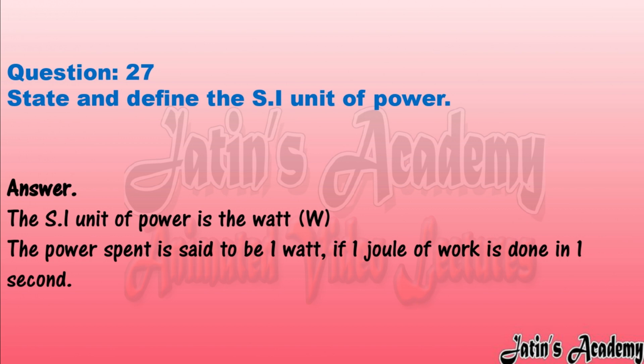Question 27. State and define the SI unit of power. Answer. The SI unit of power is the watt. The power spent is said to be 1 watt if 1 joule of work is done in 1 second.